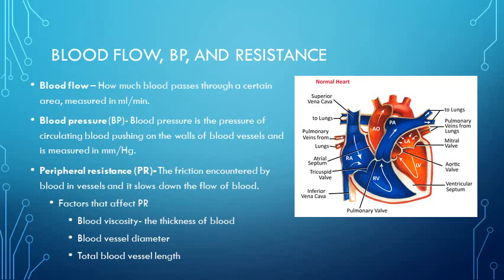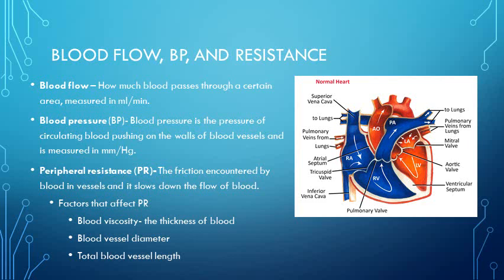Blood flow, blood pressure, and resistance. Blood flow is how much blood passes through a certain area and is measured in milliliters per minute. Blood pressure is the pressure of circulating blood pushing on the walls of blood vessels and is measured in millimeters of mercury. Peripheral resistance is the friction encountered by blood in vessels, and it slows down the flow of blood.